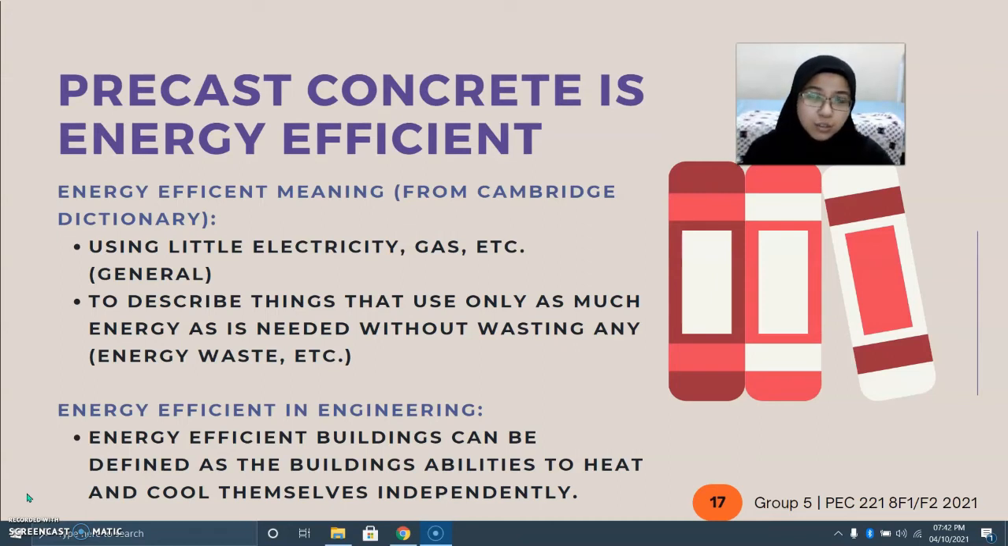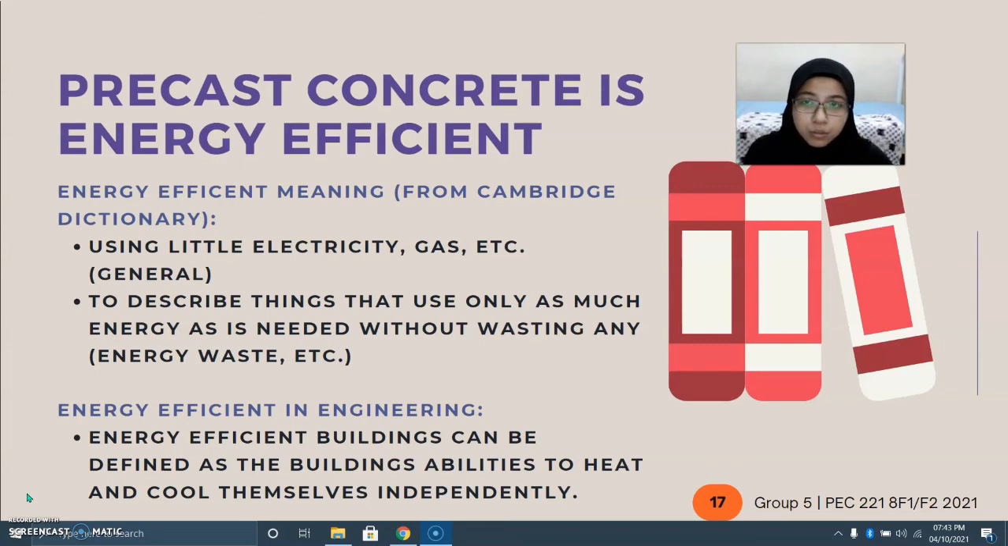So since the year 2000, sustainable building or constructions are being practiced to reduce the carbon dioxide emissions and also the heat produced from the economic activity. So when precast was introduced, it has brought a lot of benefits to the environment, and this is because precast concrete is energy efficient.